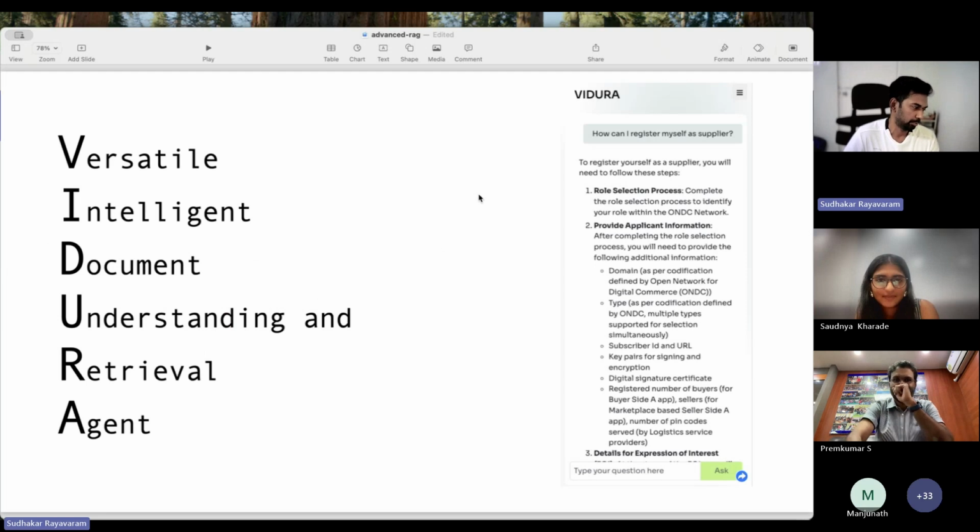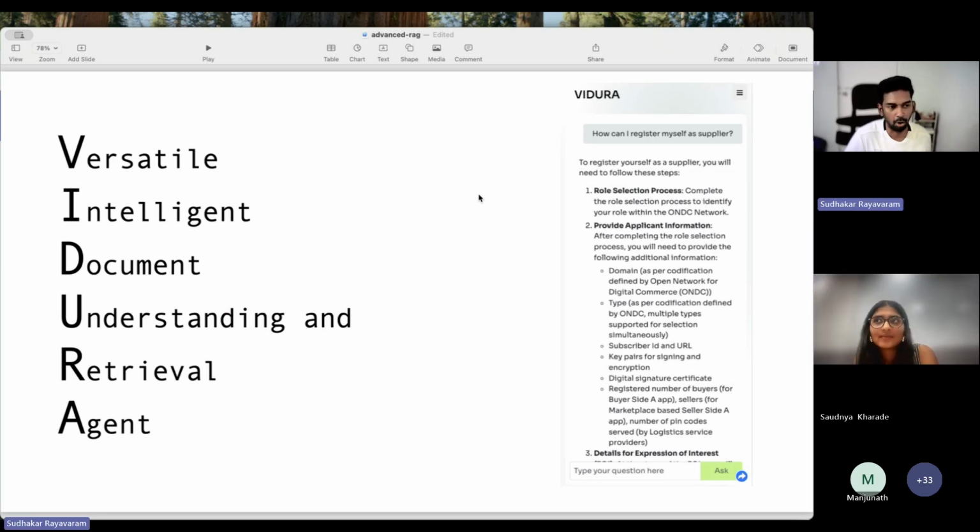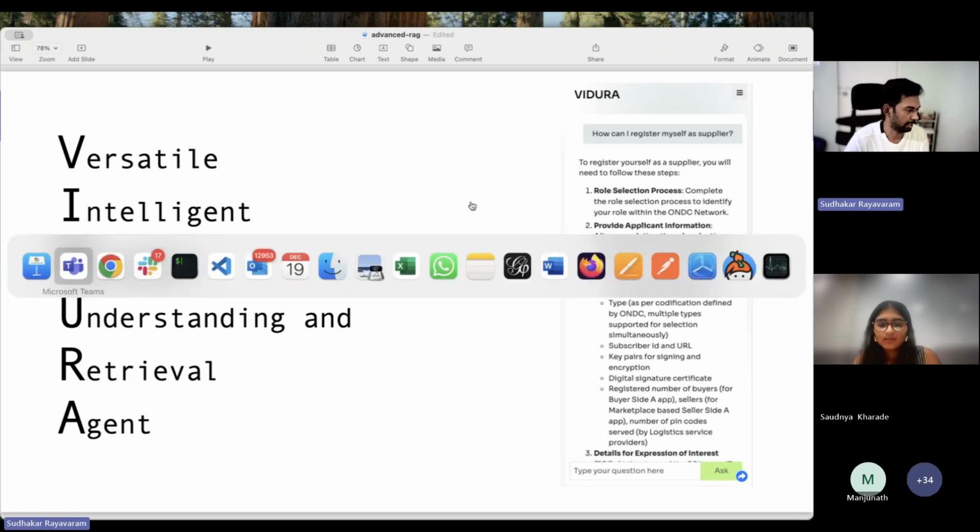What we are going to do today is based on the experience that my team and I collected over building a RAG powered application called VIDURA. VIDURA is Versatile Intelligent Document Understanding and Retrieval Agent. What we did here is, some 9 months or so before, that is when this whole ChatGPT and LLMs were a rage, right? Even now they are, but relatively. That was very new, and everyone was very interested in what it can do and what it cannot do. And we started exploring a lot on those lines.